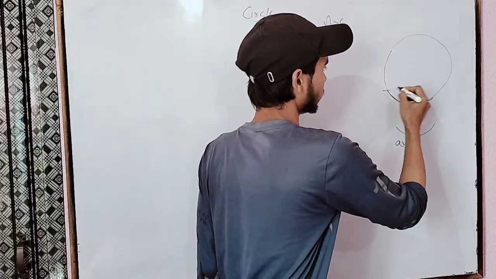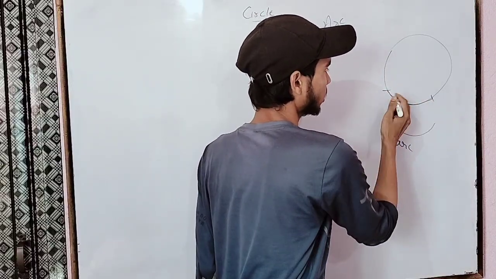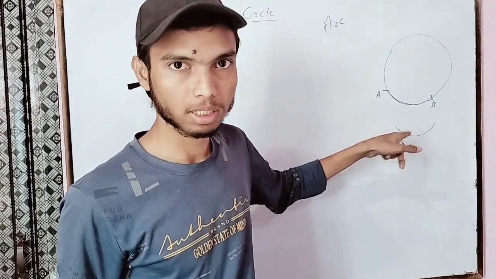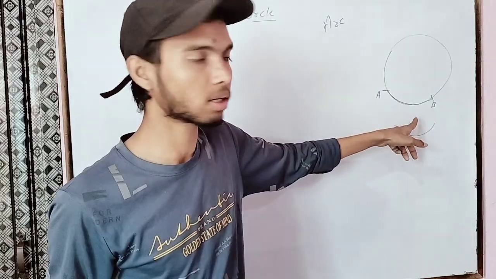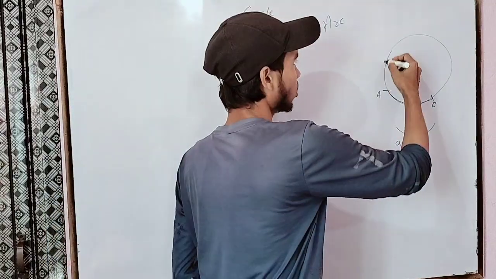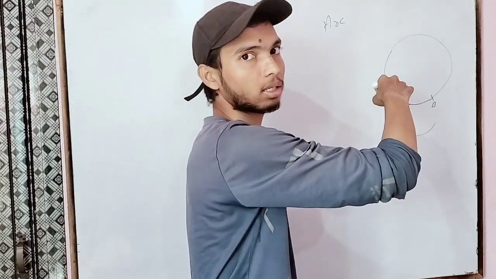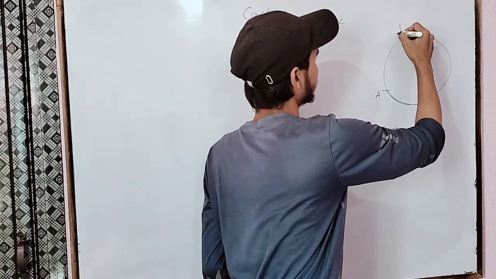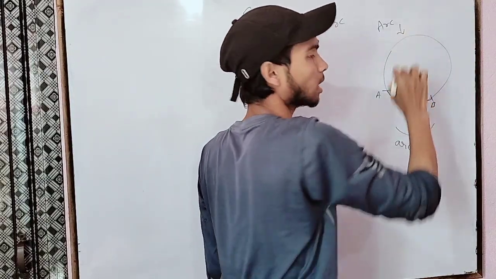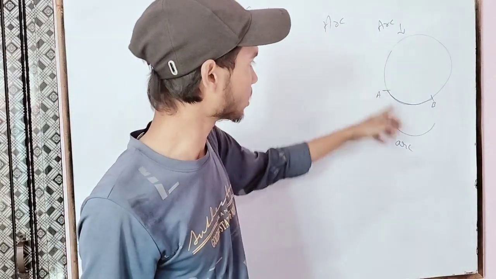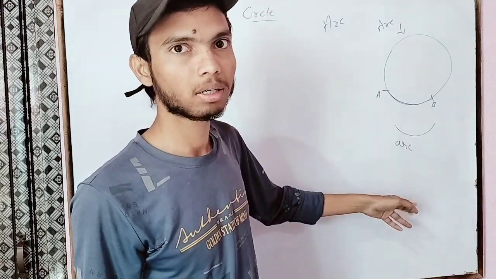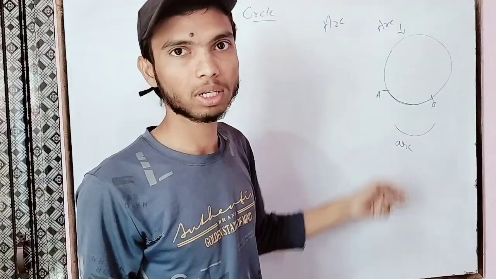So now from here till here is an arc. AB is an arc, which is a part of the circumference of the circle. What about this? This is also an arc, which is a part of the circumference. But what's the difference between these arcs? How do we know which arc we are talking about?